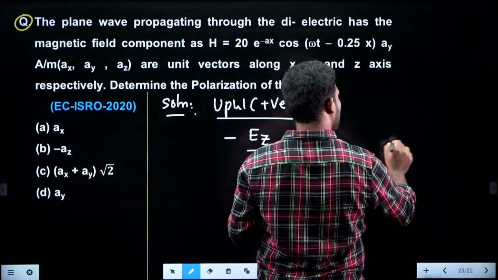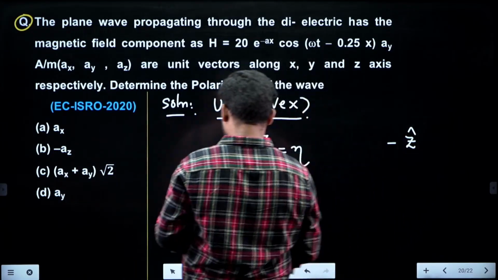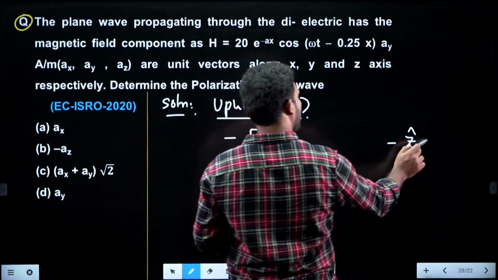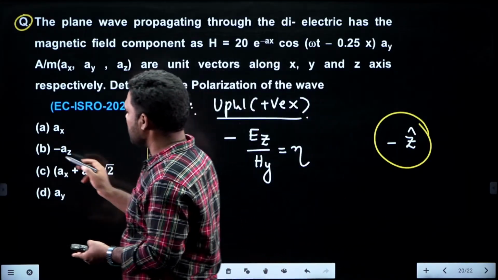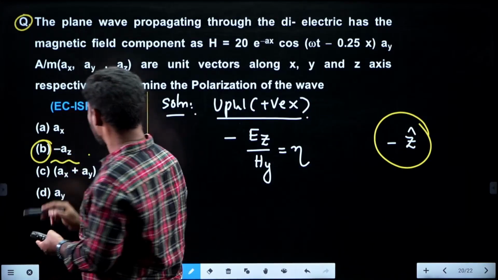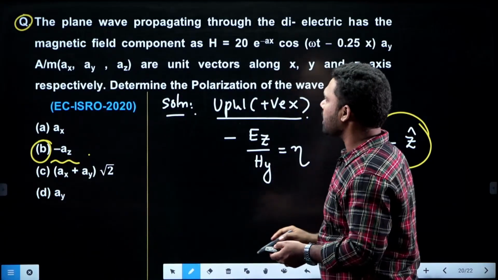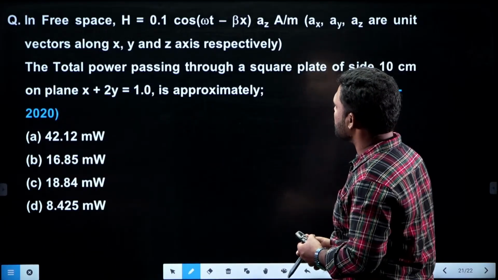So polarization is always defined with respect to the electric field by default. So what is the answer here? It is minus z cap. Linear minus z oriented polarization. So what is the answer here? Option B is the answer. Clear, guys? Fine. Here is one more question.